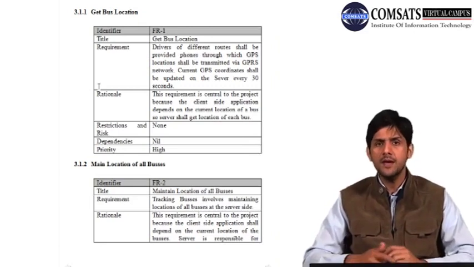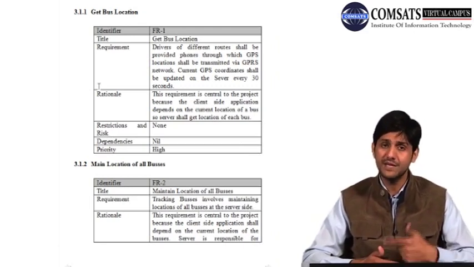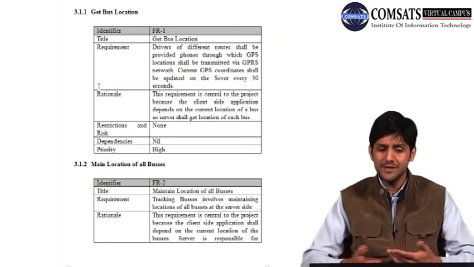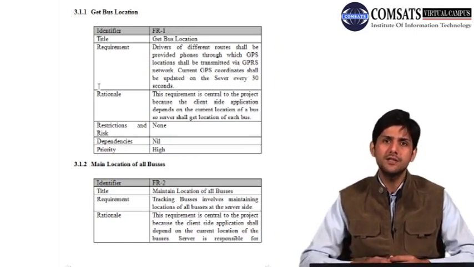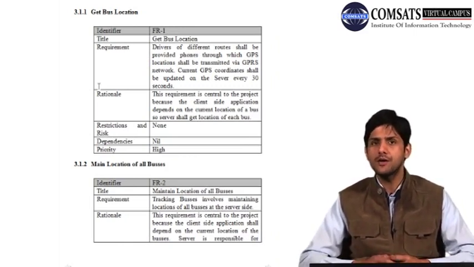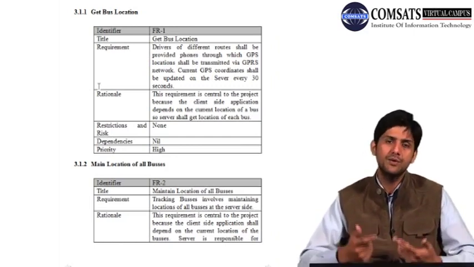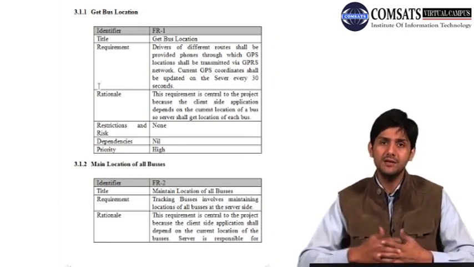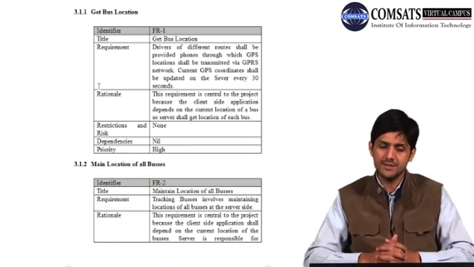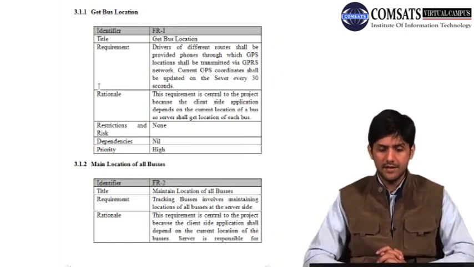And then if there are any restrictions and risks involved with this particular requirement, we need to express that. For example, it's written here that there are none, but there can be many. For example, the GPRS network is not working, or you're not able to send the current location of the bus to the server. What would you do then? There are some risks involved which are not mentioned here, but you can think thoroughly, and you can put those risks in this particular section of risks.